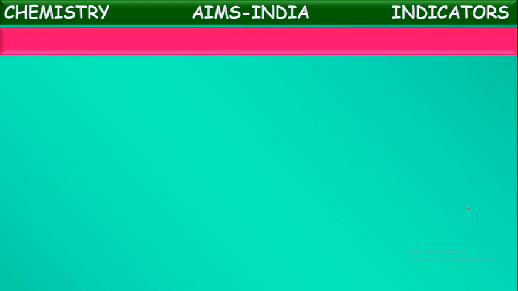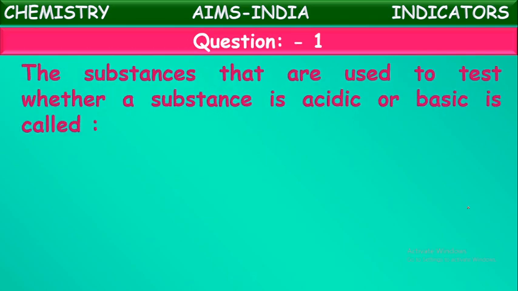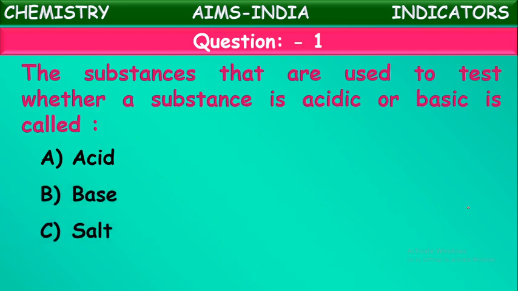Okay. Based upon these, let us do some assessment here. The substances that are used to test whether a substance is acidic or basic are called what? Either acid, base, salt or indicator. Yes, it is called an indicator. The substances which are used to detect, identify or test whether substances are acids or bases are called indicators.